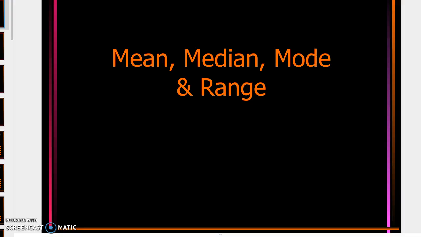All right, we are going to learn about finding the mean or the average. We'll do median and mode in a couple days, but mean is the first one we're going to start with.